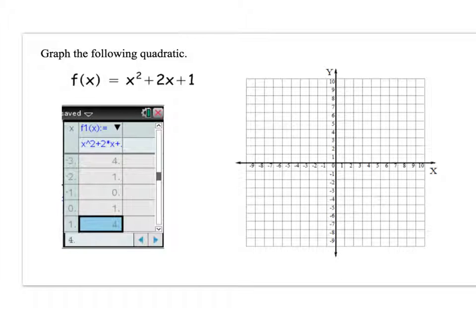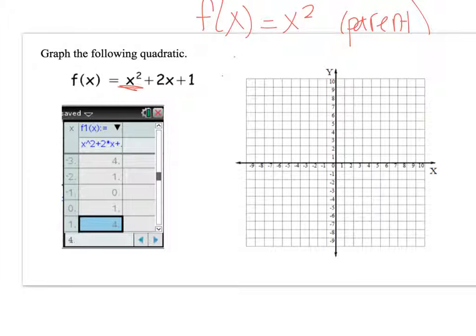Okay, so here is the second graph that we're going to take a look at today. So notice the first one, f of x equals x squared, that is called our parent function. And basically what that means is that every other quadratic is based off of that one. So notice we have f of x equals x squared, again our parent function, but then we're doing some other stuff to it. So again, here's my x value, here is my y value.